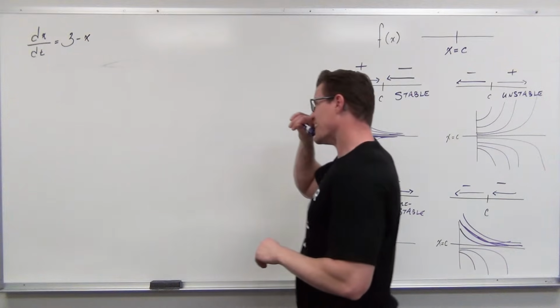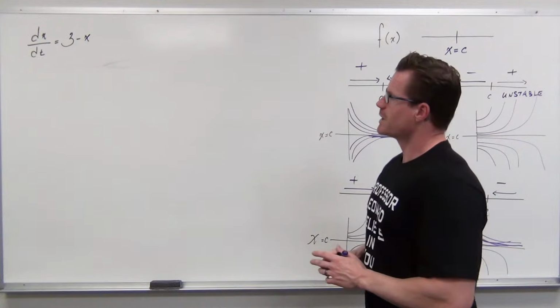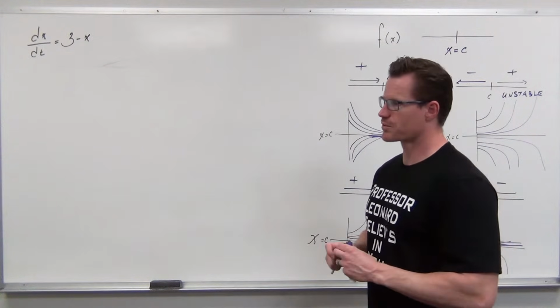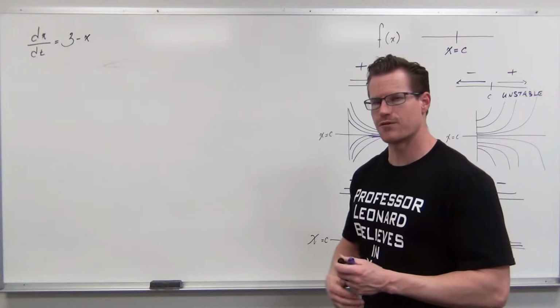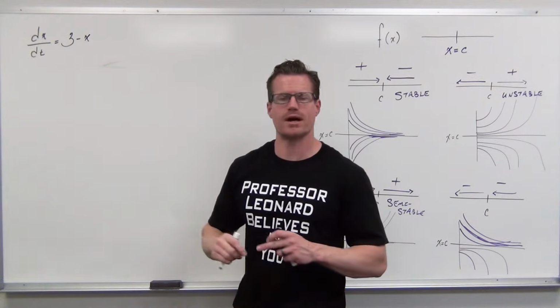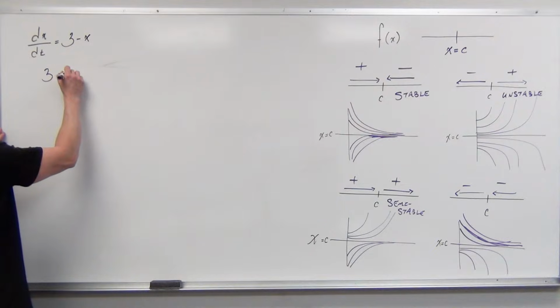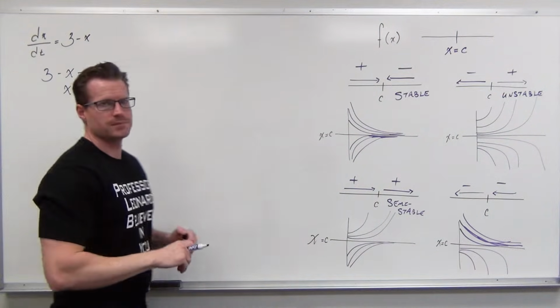So let's go through it. We're noticing we got a first derivative, a differential equation with respect to time, and we have x, 3 minus x. And we say, well, wait a minute. If we've got 3 minus x, and that's equal to the first derivative of our function, then this itself, that's a derivative. And so we say we can find critical points all the time by setting our derivative equal to 0 and solving.